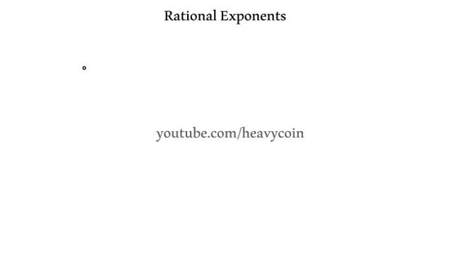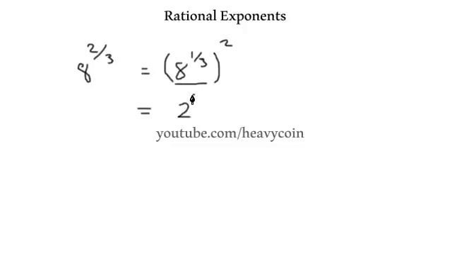If I were to have 8 raised to the 2/3, well, what we want to do here is I'm going to go ahead and write this as 8 to the 1/3, and then I'm going to put all of this in parentheses and raise it to the 2. Now, exponents you multiply. Remember, you multiply exponents, so 1/3 times 2 is 2/3. But we've already solved the inside part of this. This is 2 squared, and 2 squared is 4, so this is all equal to 4.